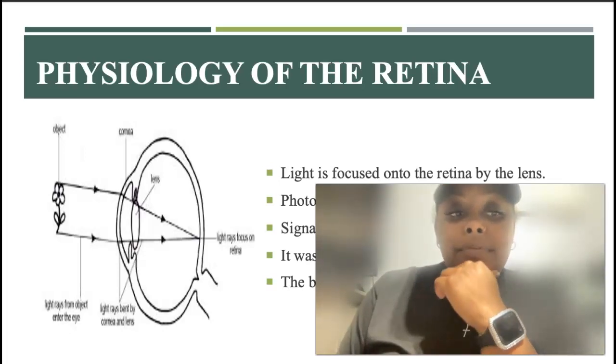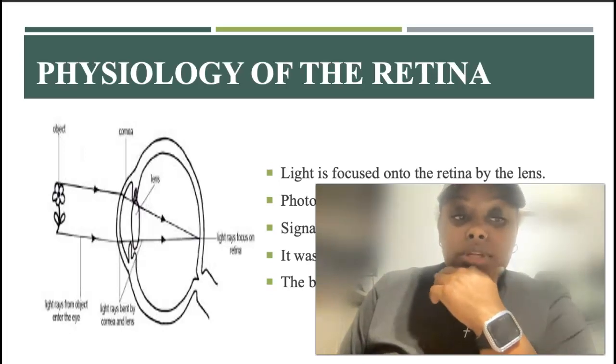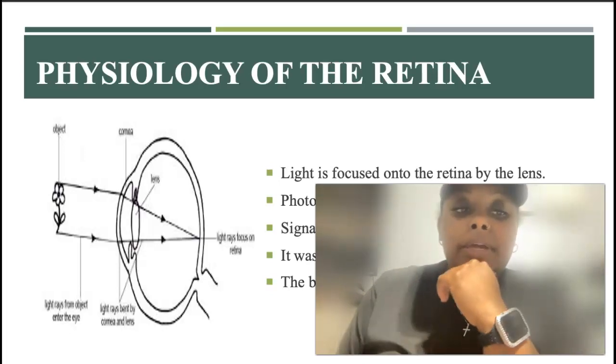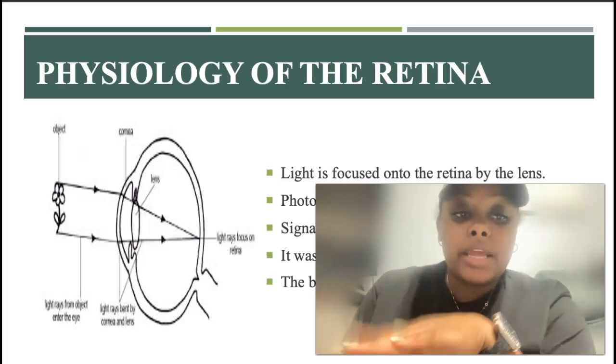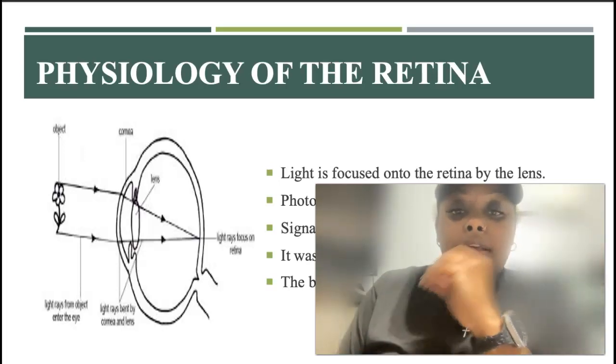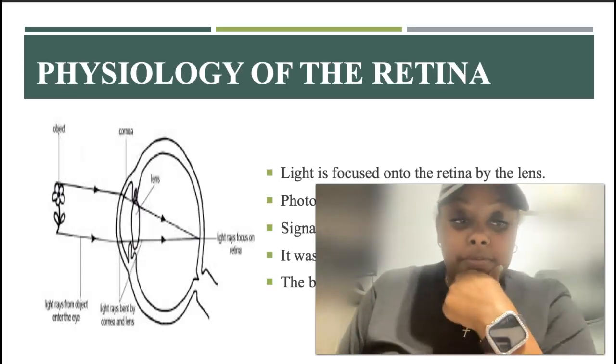The eye does have a blind spot. I'm not sure if everyone has it, but it is the area where the optic nerve passes. It does not contain rods and cones, so images falling here cannot be perceived.